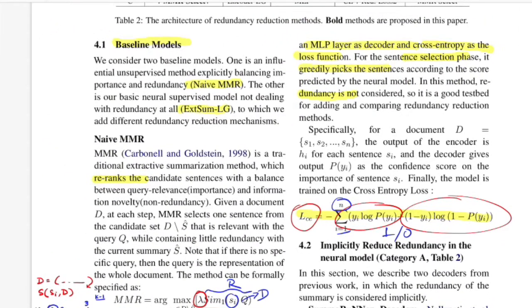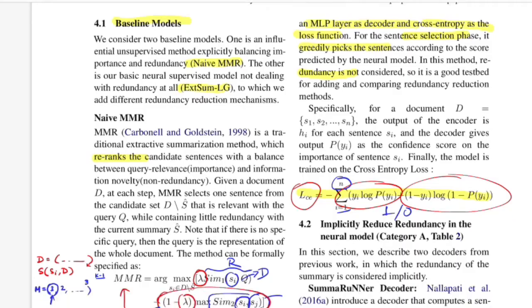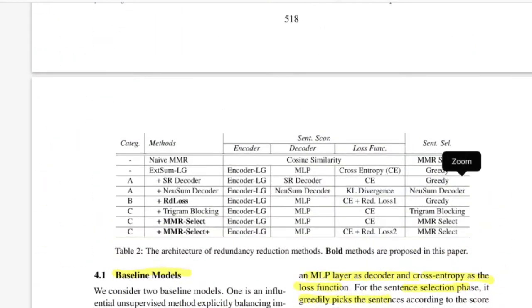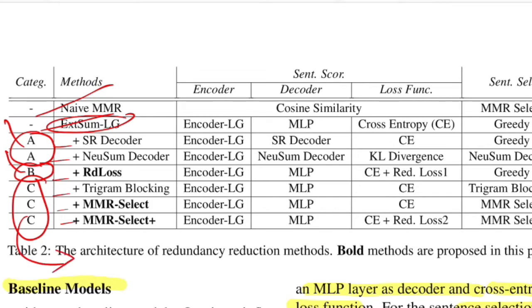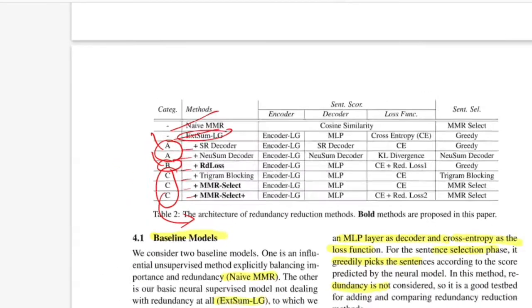So yeah, now on these two, they play around by adding multiple variations. It can be seen in this table as well. We have discussed this naive MMR, and then we have discussed this ExtSum-LG. And on this, now they add all these variations that you see. A means you're playing around with the decoder setting, B is you're adding an extra loss function, and C means you're playing around with the sentence selection mechanism. So let's look at all of these in detail now.